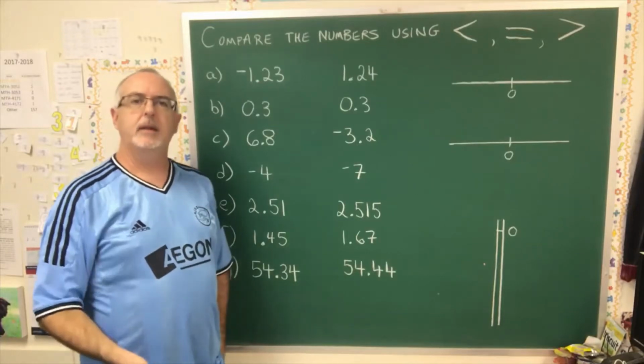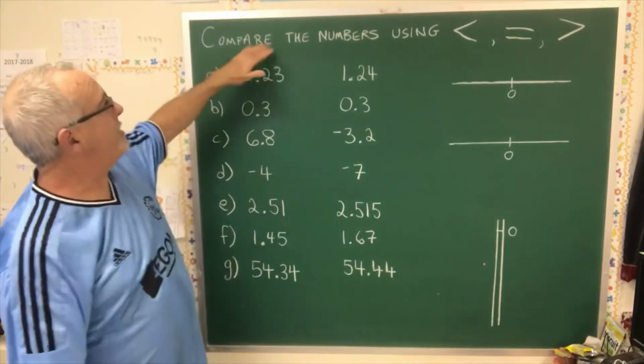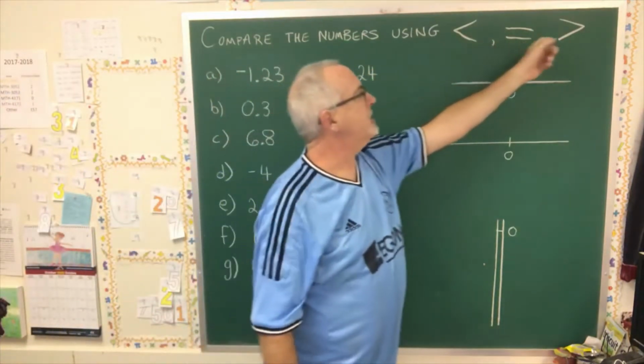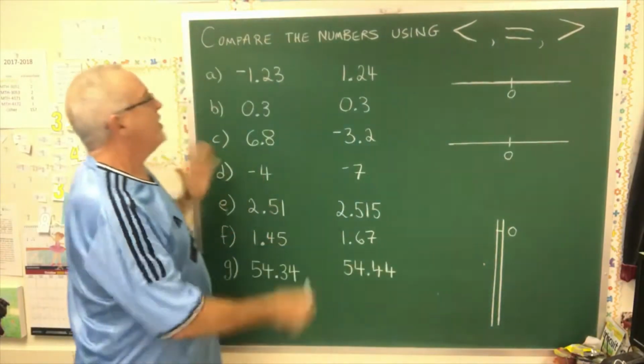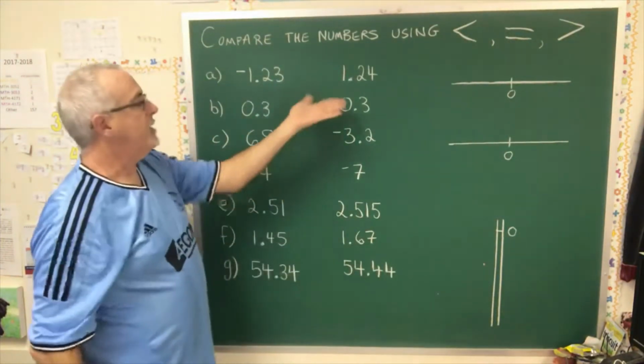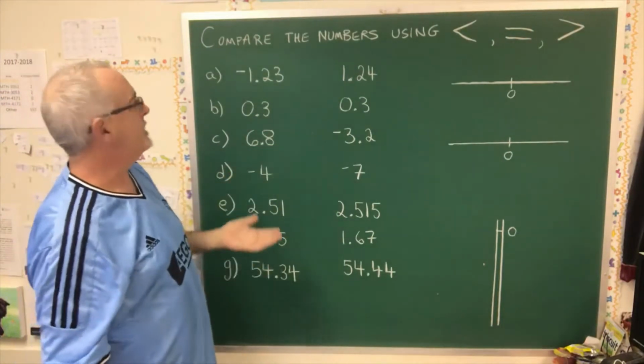Today's Daily Dose of Math is an exercise where we compare a pair of numbers using these symbols. Less than, equals, greater than. We just have to decide if the number on the left is less than, equal to, or greater than the number on the right and apply the appropriate symbol.